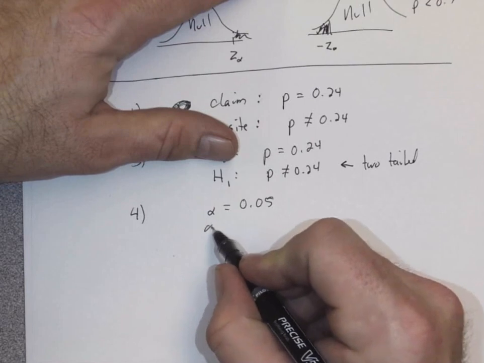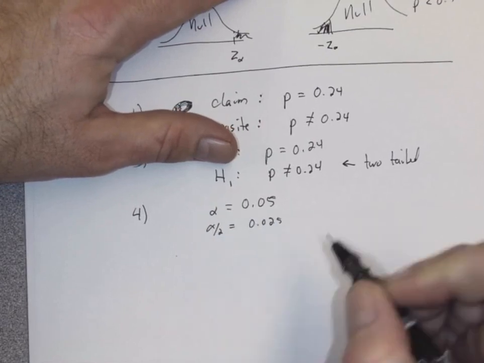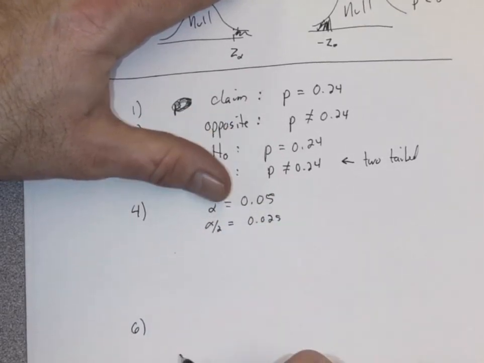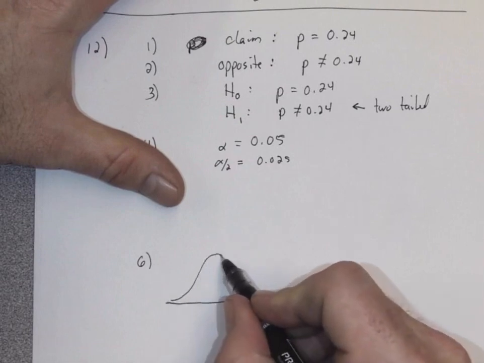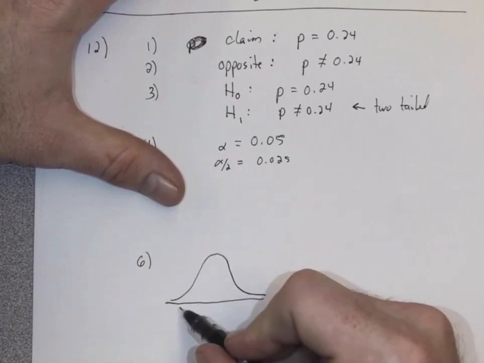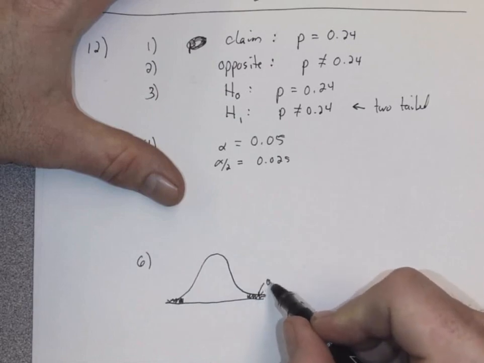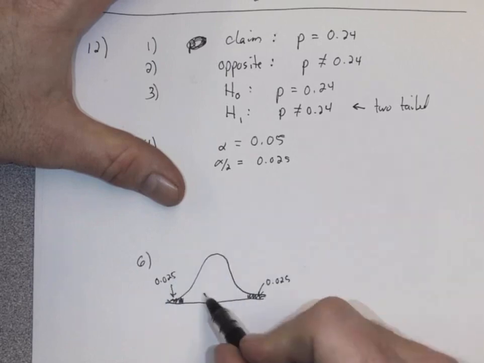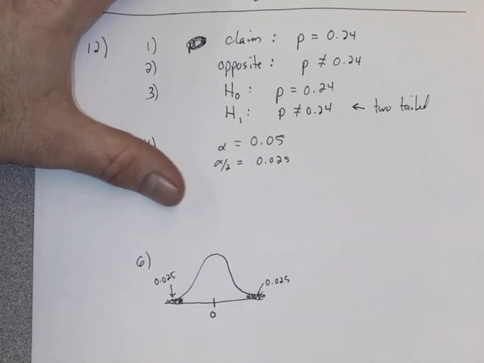Since it's a two-tailed test, I'm going to take this alpha and cut it into two tails. So this is going to give me 0.025. When I draw my little picture for number 6, we're going to do 5 in a second. I have this z distribution, and I know that we're talking about not equals, so your alternative is going to be here and here. Each of these tails is equal to 0.025, and the null is in the middle. Remember, since these are z-scores, the claim represents a z-score of 0.